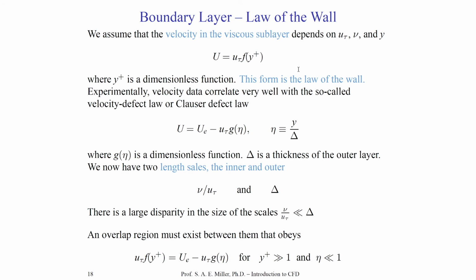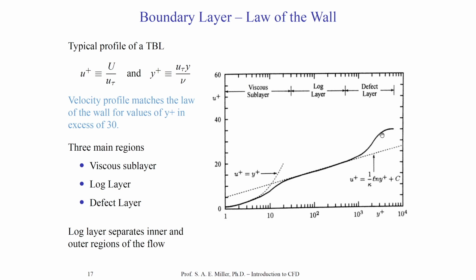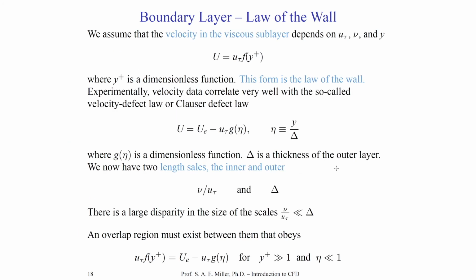Now, experimentally, you'll see that some velocity data correlates very well with the so-called velocity defect law of Clauser, who proposed how the defect layer changes relative to the log. So we need to take this theory and match this whole profile to construct this composite profile, which would be the black line, which would correspond to experimental data. So Clauser defined this type of equation. He said u equals the undisturbed velocity far outside the boundary layer minus u tau times some function g of eta. And here he defined eta in the so-called outer coordinates, which are like another dimensionless form.